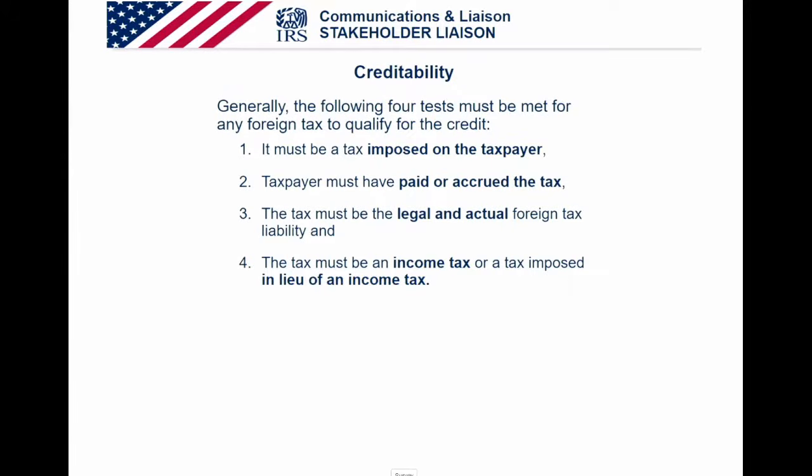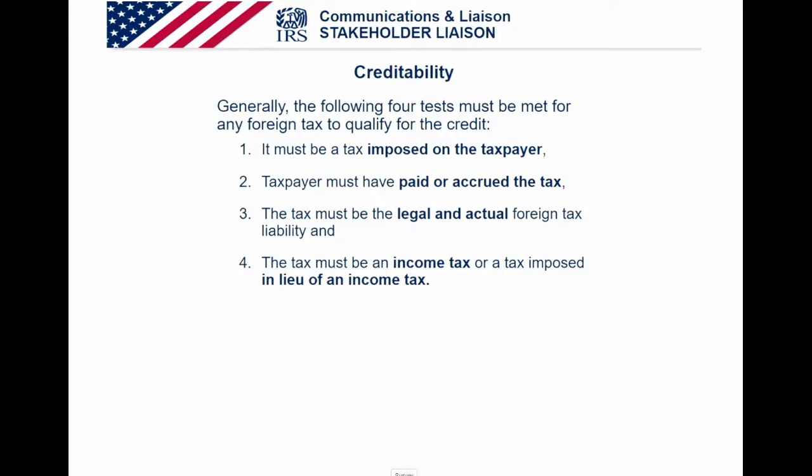Now, we just discussed the 4 tests that must be met for taxes to qualify for the FTC, and I'm going to repeat them. Tax must be imposed on the taxpayer. Taxpayer must have paid or accrued that tax, and the tax must be the legal and actual foreign tax liability. And the tax must be an income tax or a tax imposed in lieu of an income tax.